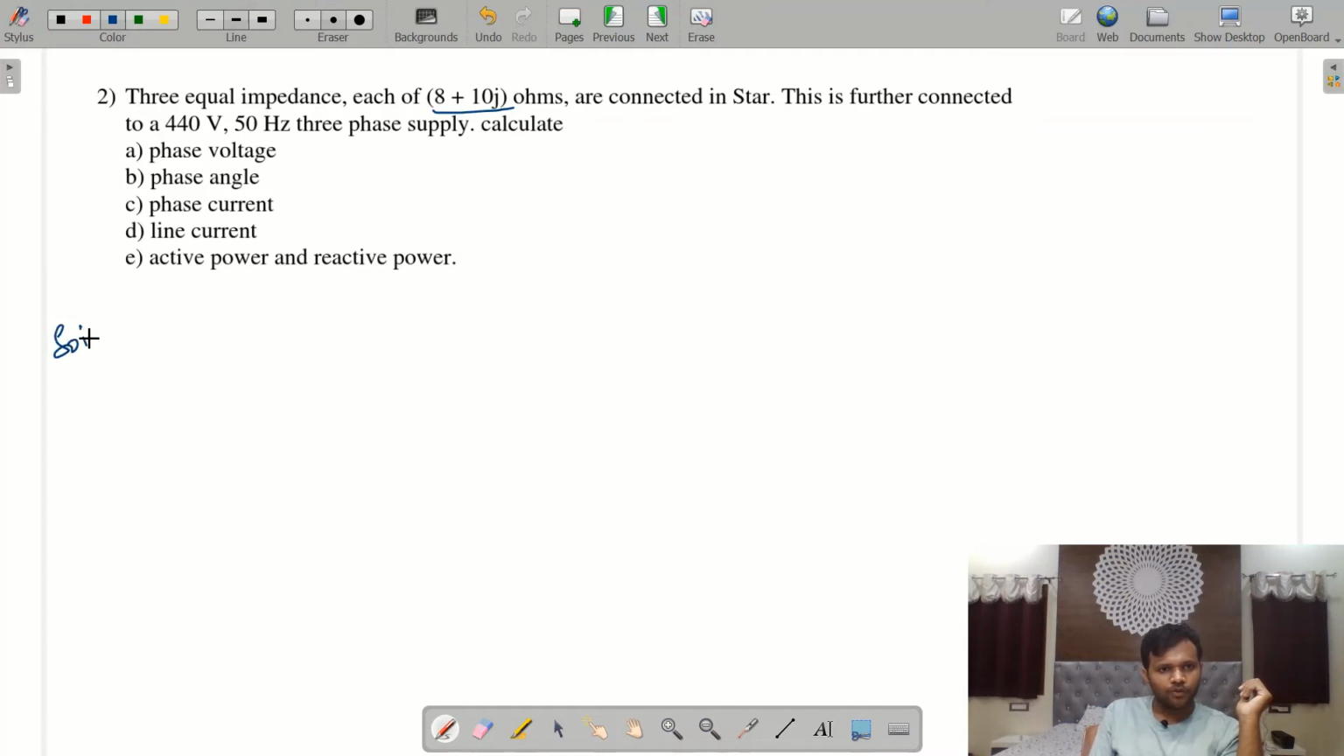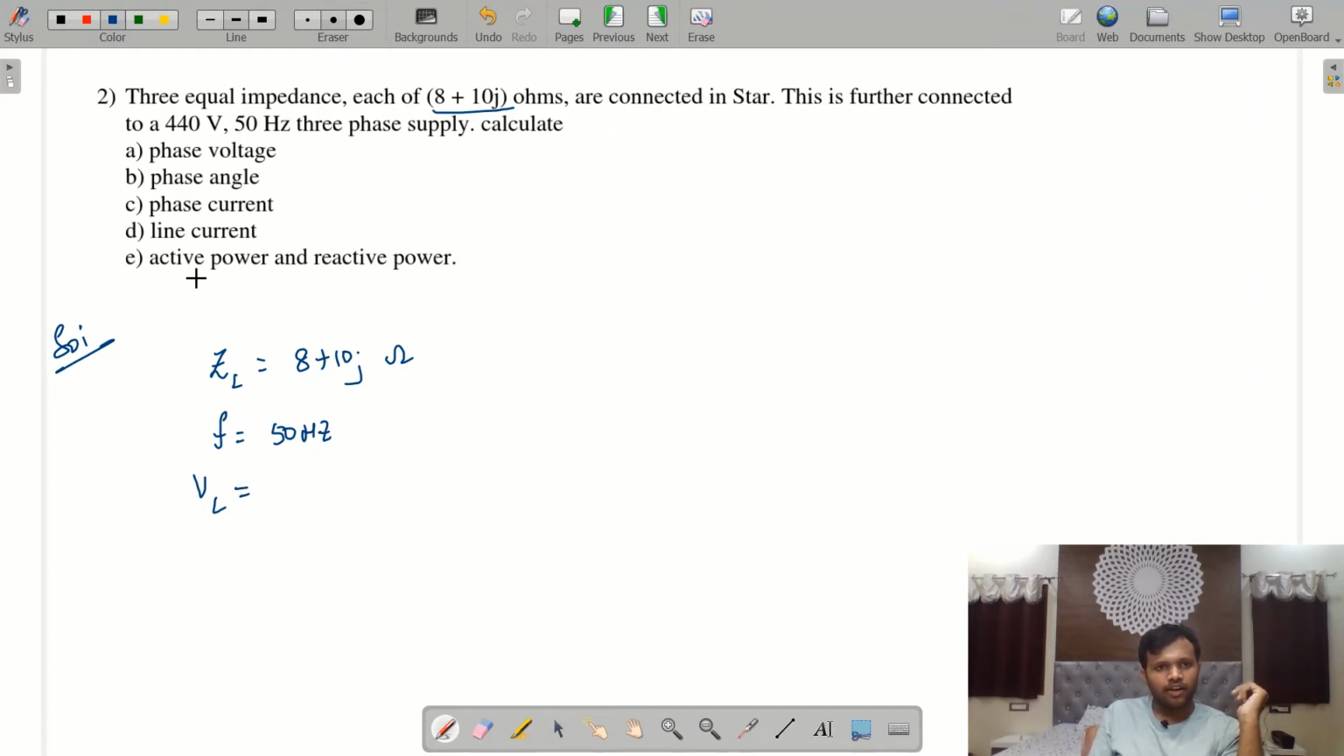So solution. So what they had given? Impedance value, load impedance they had given as 8 plus 10J ohms. Okay, right, are connected in star. This is furtherly connected to a 440 volts 50 hertz supply. So what is the frequency of the supply? 50 hertz, right? And next, line voltage they had given.